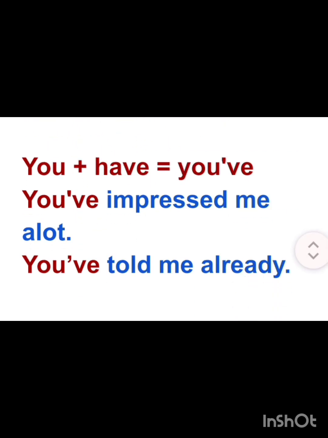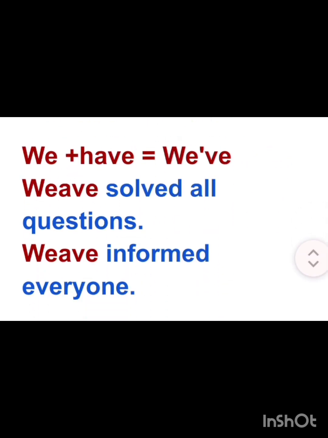Next one, you have. We have to pronounce it as you've. You've impressed me a lot. Really, you've impressed me a lot. Next one, you've told me already. You've told me already many times. Okay, and how we will pronounce we have, we've. We've solved all questions. We've informed you already.